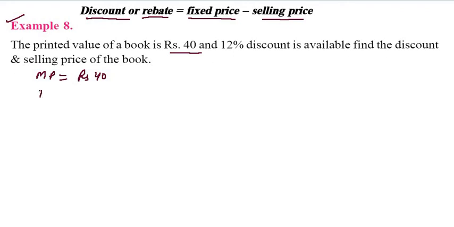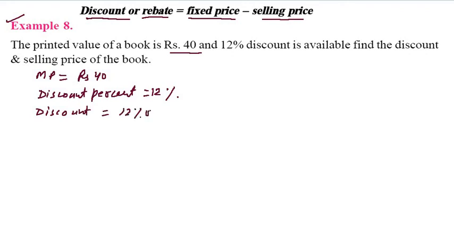First of all, you can write the discount percent. It is given as 12%. Now you can write here discount. Discount is equal to 12% of mark price. So 12%, so 12 upon 100, mark price is given as 40.